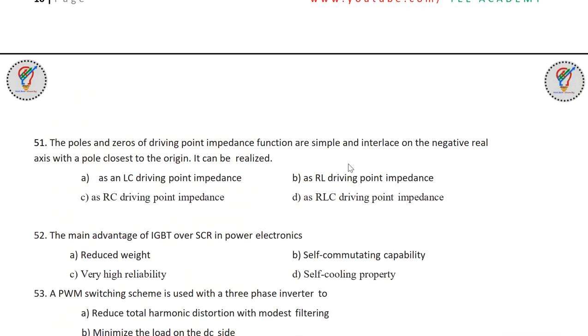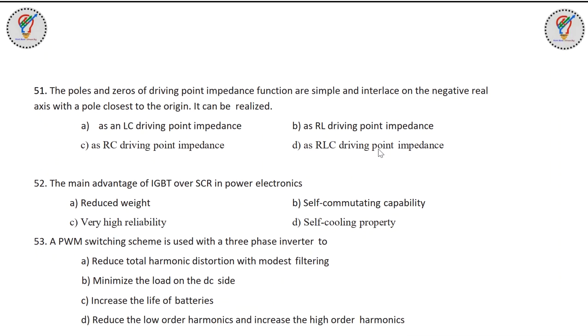Next one, 51. The poles and zeros of a driving point impedance function are simple and interlace on the negative real axis with a pole closest to the origin. It can be realized by using an RC driving point impedance. So the answer for this question is C.